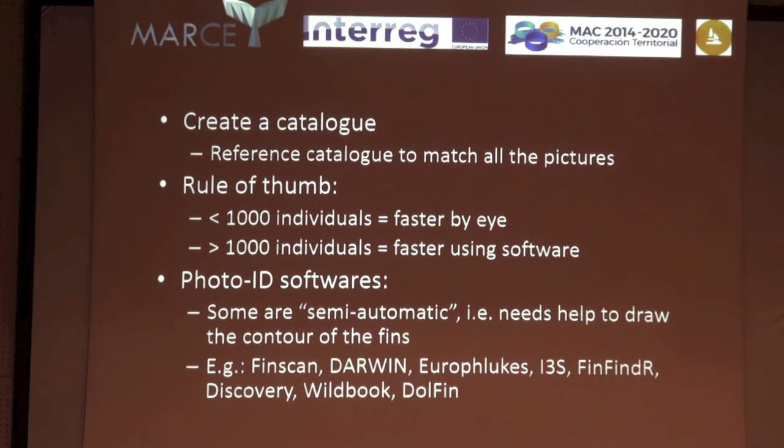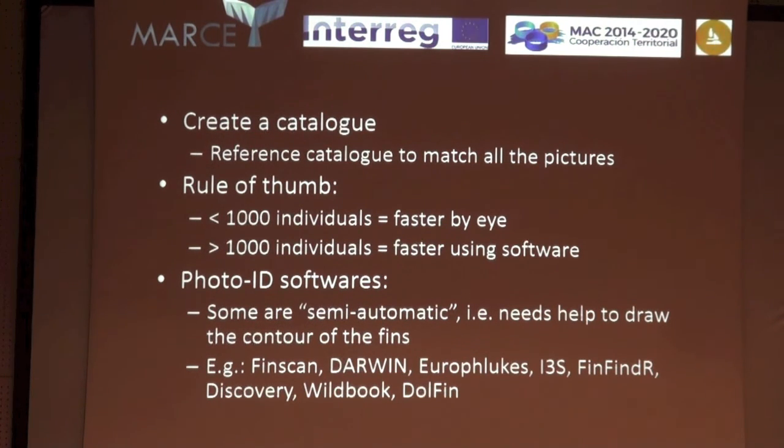Okay, so once you've taken all these pictures, you want to create a catalog, a reference catalog against which you will match all the pictures that you've taken, and then know how many individuals you have. Now there are new softwares that have been developed, and as a rule of thumb, if you have less than 1,000 individuals in your catalog, it's actually faster by eye to do the matching, and if you're over that, then it's faster using the softwares.